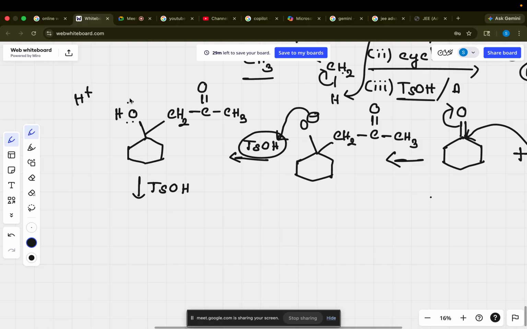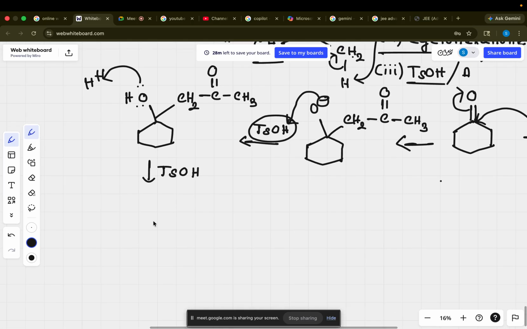So what will happen? Again this OH has a lone pair, so it will abstract the proton, right? Once it abstracts the proton from there, what are you getting? OH2 plus. Now it is becoming a very good leaving group, okay. And what you have here? You have CH2 C double bond O CH3. Fine. Any doubt?